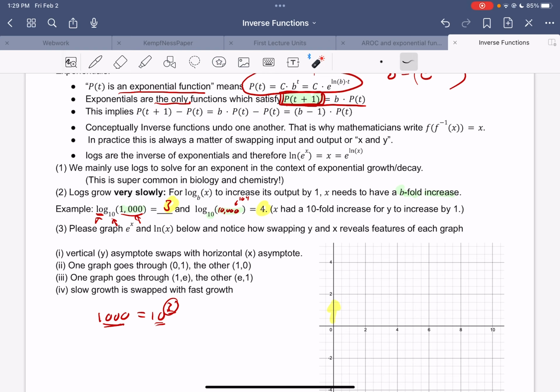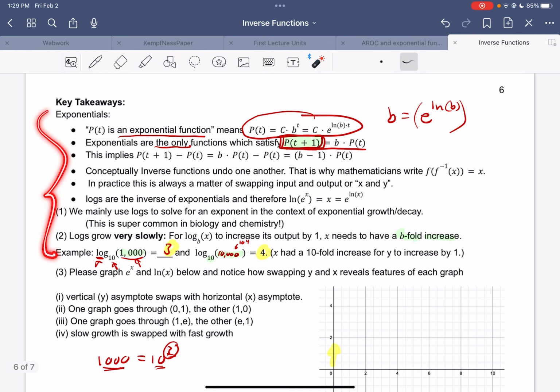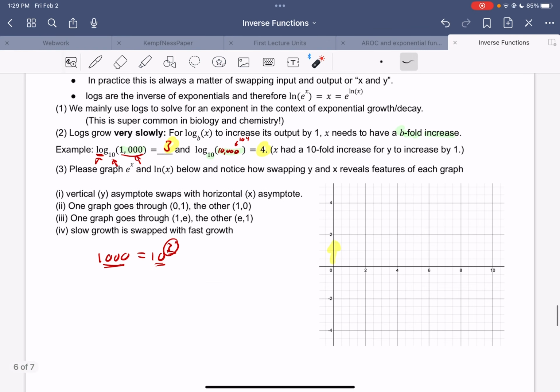All right, now let's put all of this together into a graph where we want to extract some of the key features of all of this. So let's graph e to the x and natural log x. Oh gosh, how do you graph that, Anthony? Right, so there's a few things we're going to look at. One of the graphs goes through 0, 1, and the other through 1, 0. And we should think about what happens.